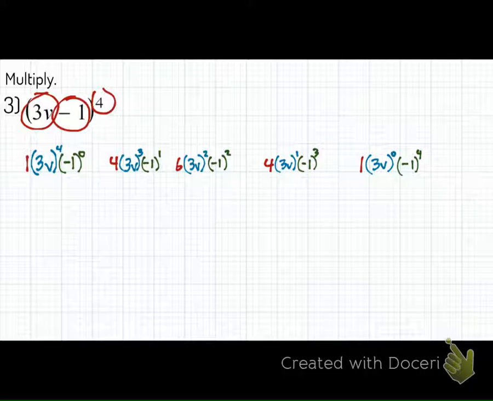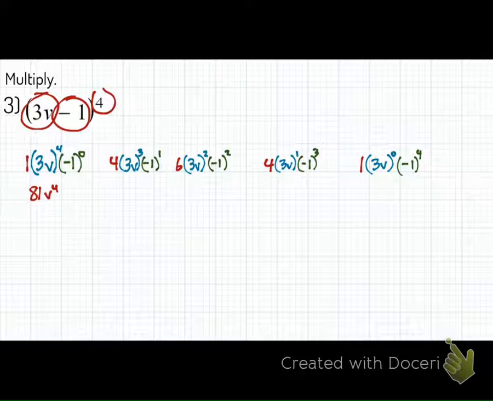So anything to the 0 power, everyone, is 1. 1 times 1 is 1, right? So all I really have to worry about is 3v to the 4th. Okay, so let's do 3 to the 4th. What's 3 to the 4th? What's 3 times 3? Times 3? Times 3? 81. Okay, 81. Start getting used to that, okay? And then v to the 4th is just v to the 4th, okay? Cool. That was easy. Next one.